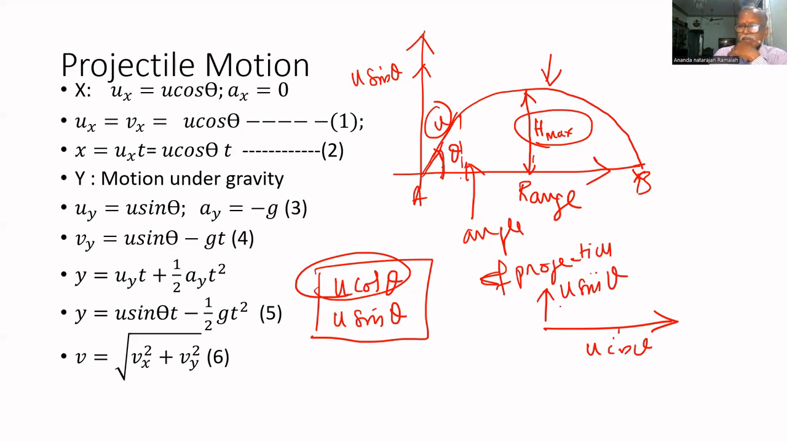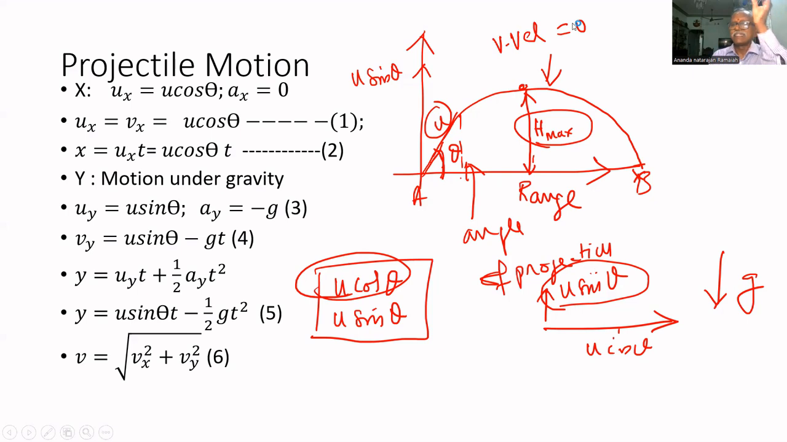Then what happens to vertical velocity? Gravity is pulling down. That's why vertical velocity will go on decreasing. At this point, vertical velocity equals 0. Suppose you are throwing a stone upward, it goes up. At one point, its velocity becomes 0. It stands still for a fraction of a second, then it comes down. So here, its vertical velocity becomes 0 at this point.